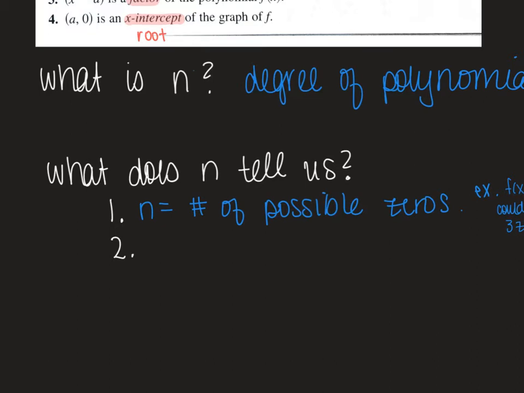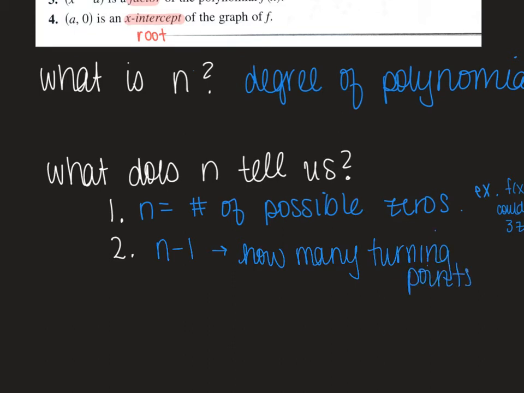Now, it's not just the value of n, it's n minus 1. So n minus 1 tells us how many turning points. A turning point is basically where it's switching from increasing to decreasing. So for instance, if I were to be looking at this function right here, this function has 2 turning points. I have one here and one here, so there's 2 turning points.